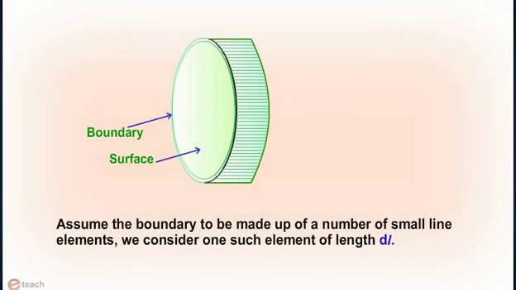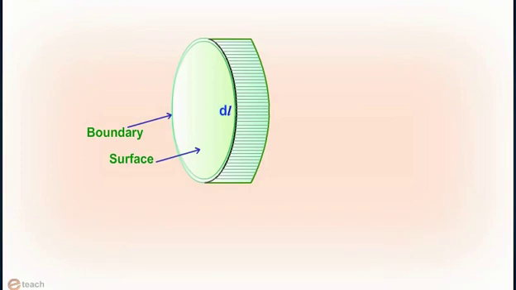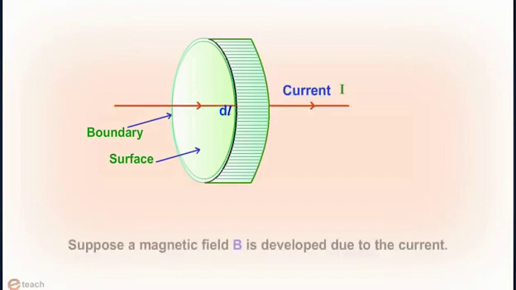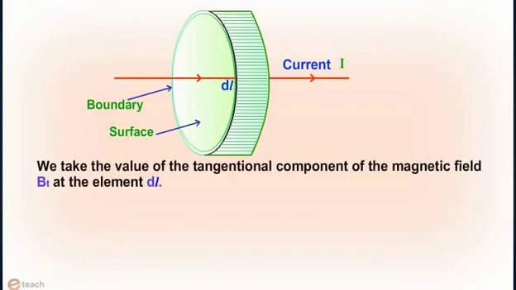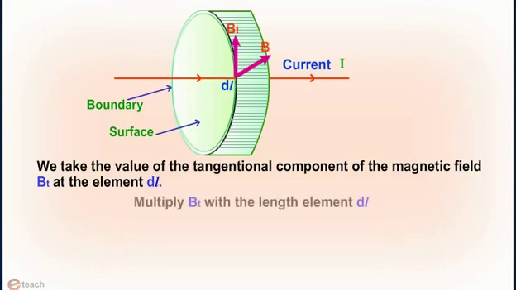Assume the boundary to be made up of a number of small line elements. We consider one such element of length dl. Suppose a magnetic field B is developed due to current. We take the value of the tangential component of the magnetic field, Bt, at the element dl.